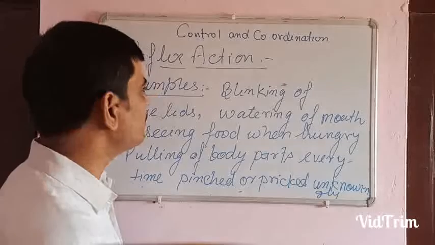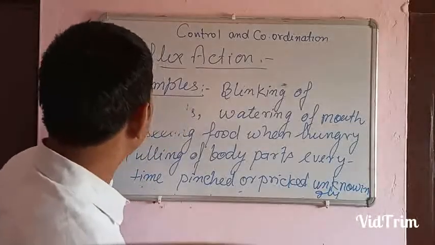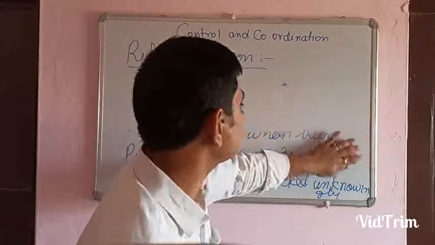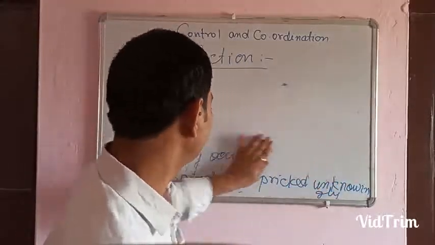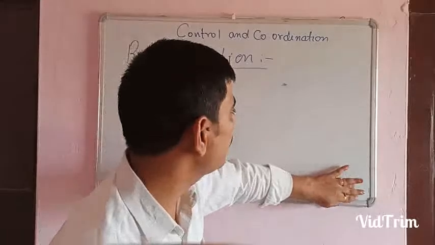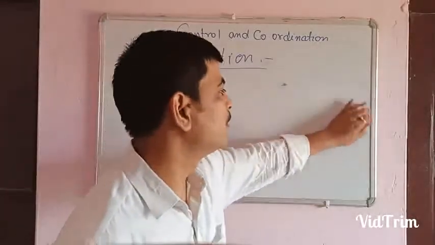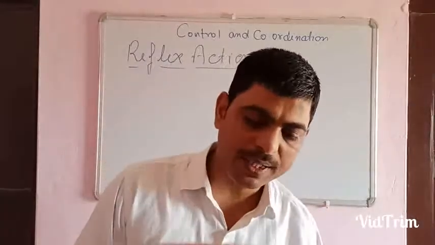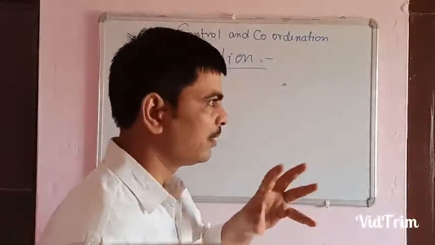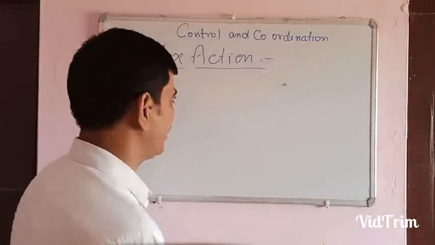Dear students, one important characteristic of these actions is that these actions are involuntary, means they do not involve the brain. Processing is not done there. That's why they are called automatic involuntary actions performed by animals. Okay, let's see the mechanism, what actually happens.